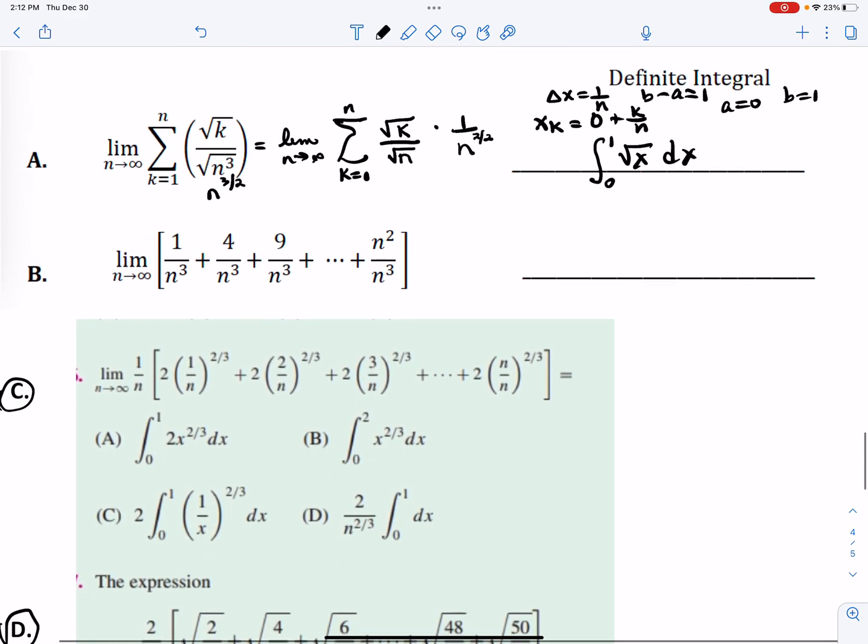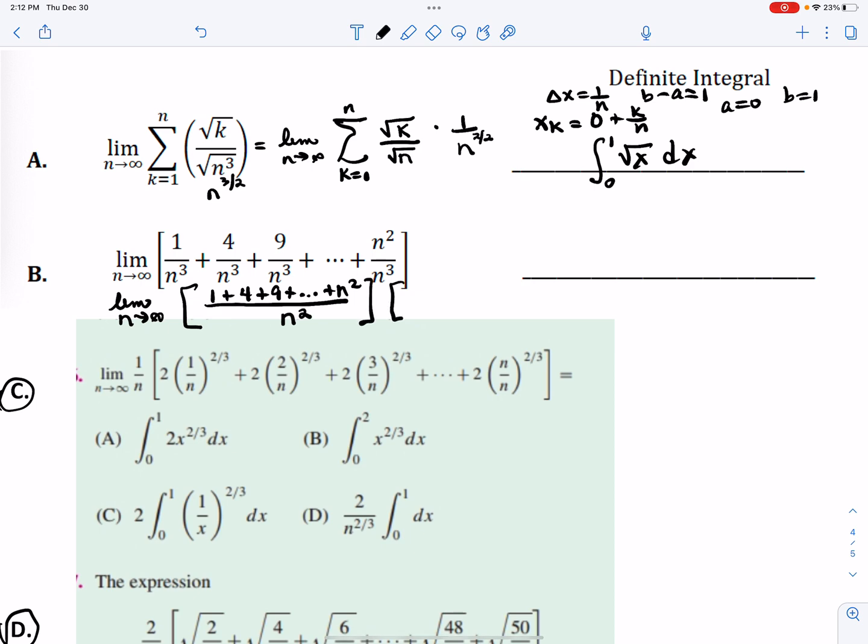Now, b is trickier, because in b, if we factor out the 1 over n, and the Riemann sum is written out, we could rewrite this as the limit of 1 plus 4 plus 9 plus up to n squared, all divided by n squared, if we're going to factor out a 1 over n, right?